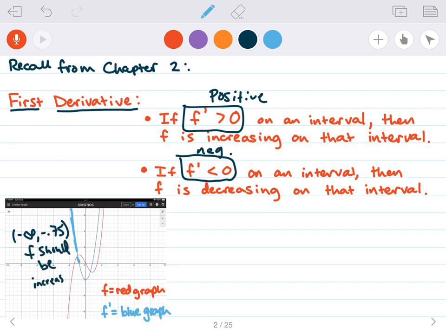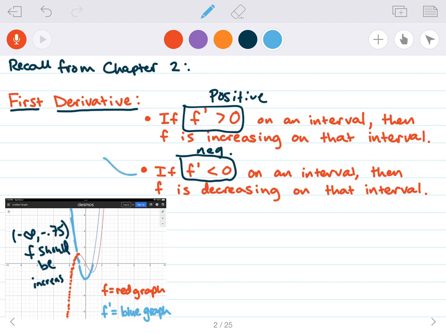And we can see that this is the case, right? Because, as we move along x from negative infinity to x equals negative 0.75, we can see that the y values are getting bigger and bigger. So f is increasing on this interval because the derivative is above the x-axis. Now look at what happens when the derivative dips below the x-axis, when it's negative.